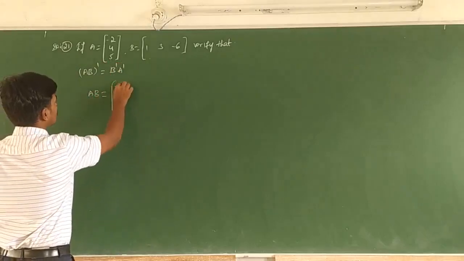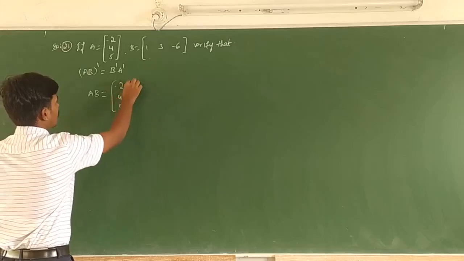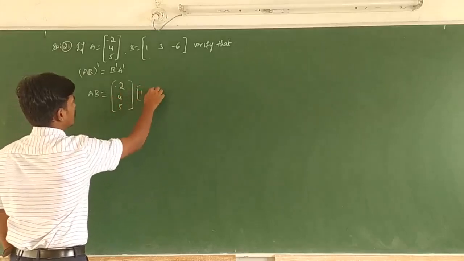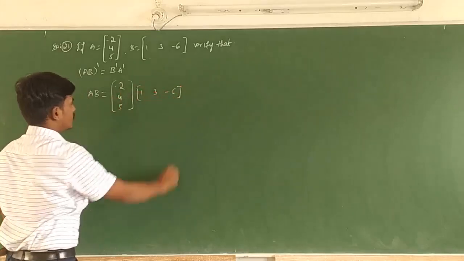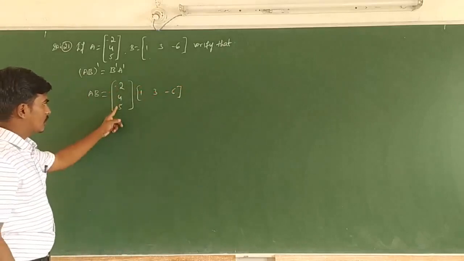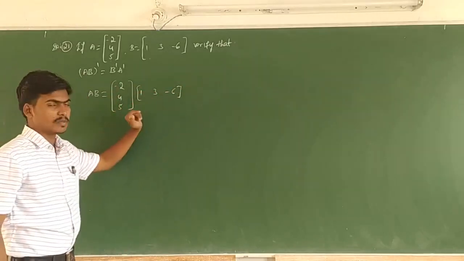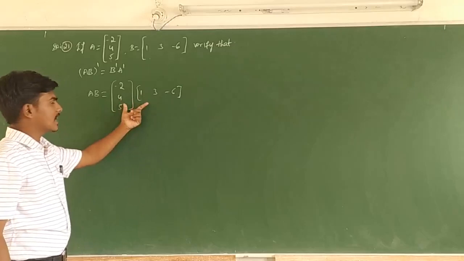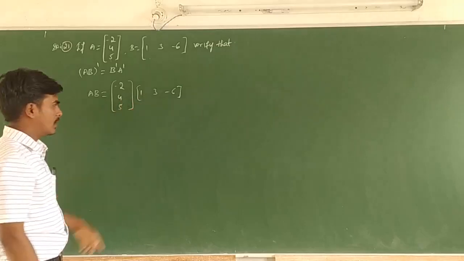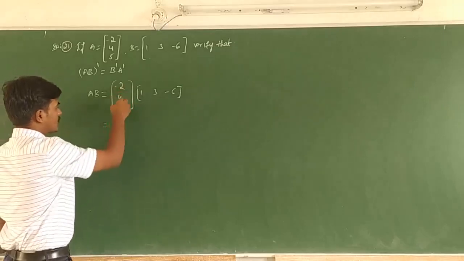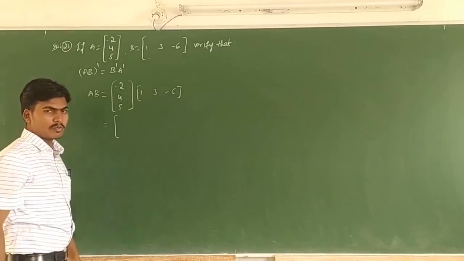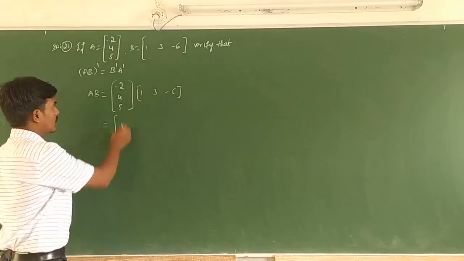Matrix A is given as minus 2 4 5. Next, matrix B is given as 1 3 minus 6. Observe here, the number of columns of the first matrix is equal to the number of rows of the second matrix. So multiplication of these two matrices is possible. Multiply row into columns. It means we take the first row and multiply with each column of the next matrix.